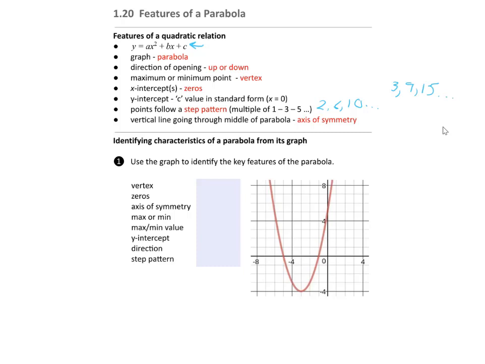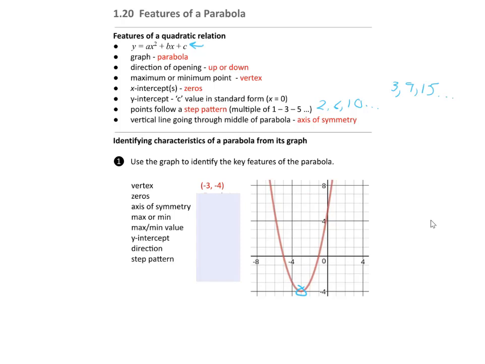We have: identify the characteristics of a parabola from its graph. Use the graph to identify the key features of the parabola. In this question, I'm asking you, where's the vertex? Well, we see it's very clearly down here. What's the point, though? The point is x value first, so -3, -4. That should be right there, -3, -4.